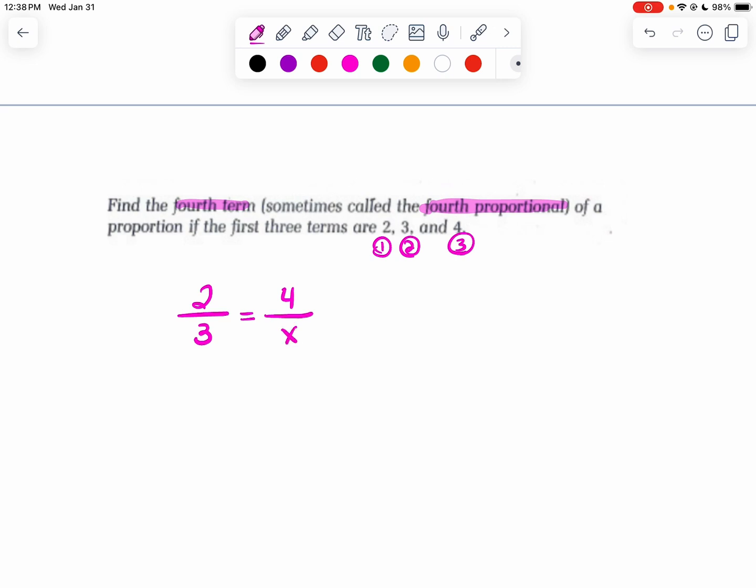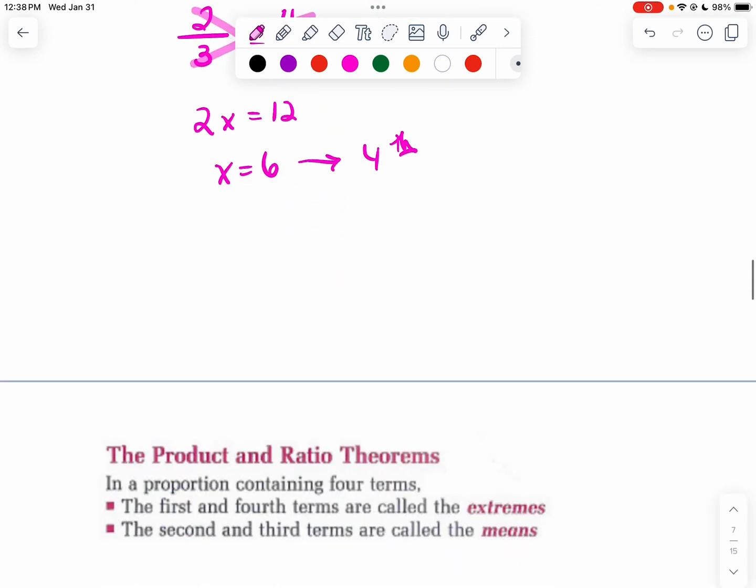Okay, so again, we're going to cross multiply to find the value of x. So we're going to do 2x equals 12 so that x equals 6. This is that fourth term. Okay, and again, you guys solved proportions last year. The next part is where we're going to bring the geometry spin to it.